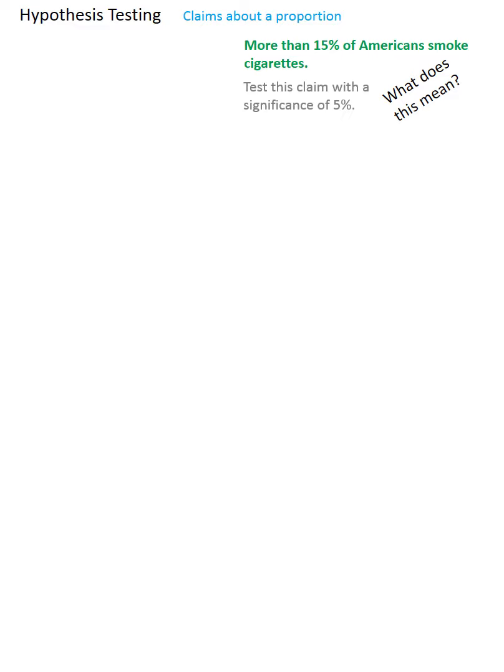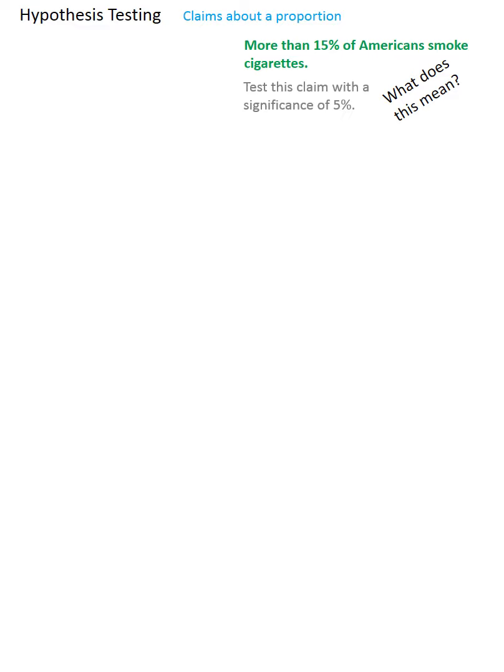What does this mean? What it means is that we're willing to accept up to a 5% chance of getting a false positive. Now, let me explain what I mean by false positive in a statistical sense. It's also known as a type 1 error. I'll call it a false positive.